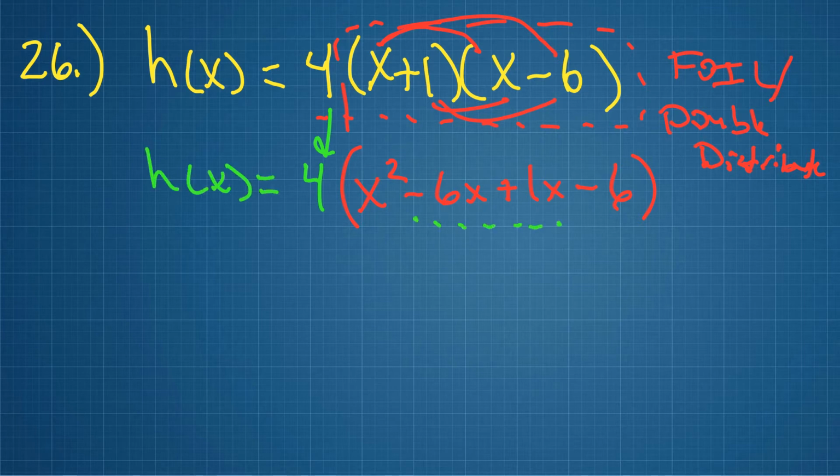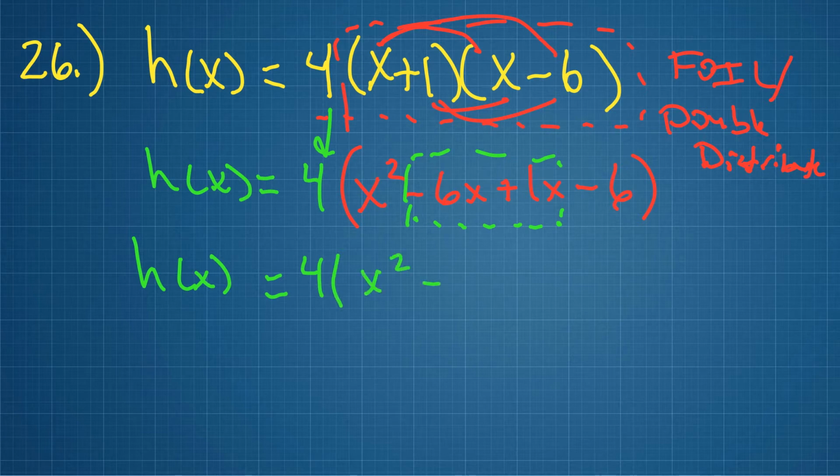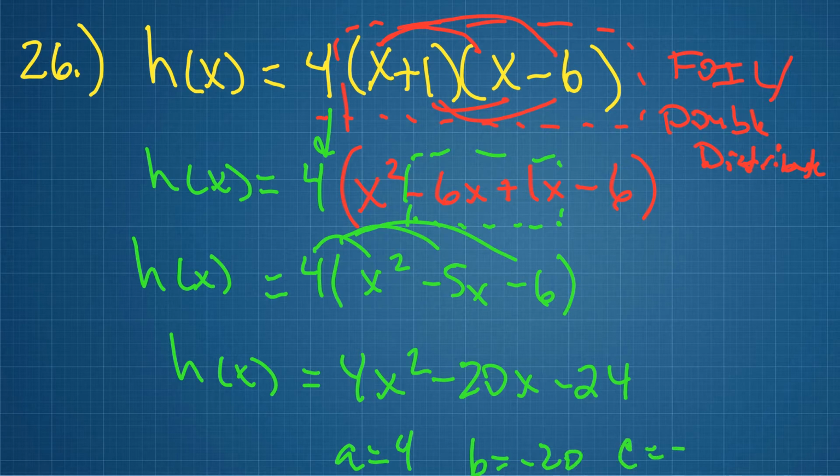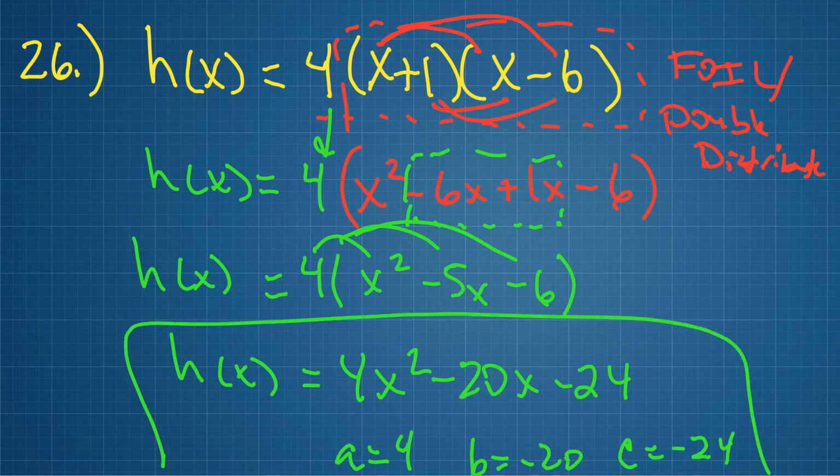Now I'm going to combine my like terms in the middle. So I'm going to get h of x, which drops down, 4, which drops down. I get x squared minus 5x minus 6. Now I have to distribute that 4. So I get h of x equals 4x squared minus 20x minus 24. Now it's in standard form because a is 4, b is negative 20, c is negative 24. And that's our solution. And that's all we have to do for 26.